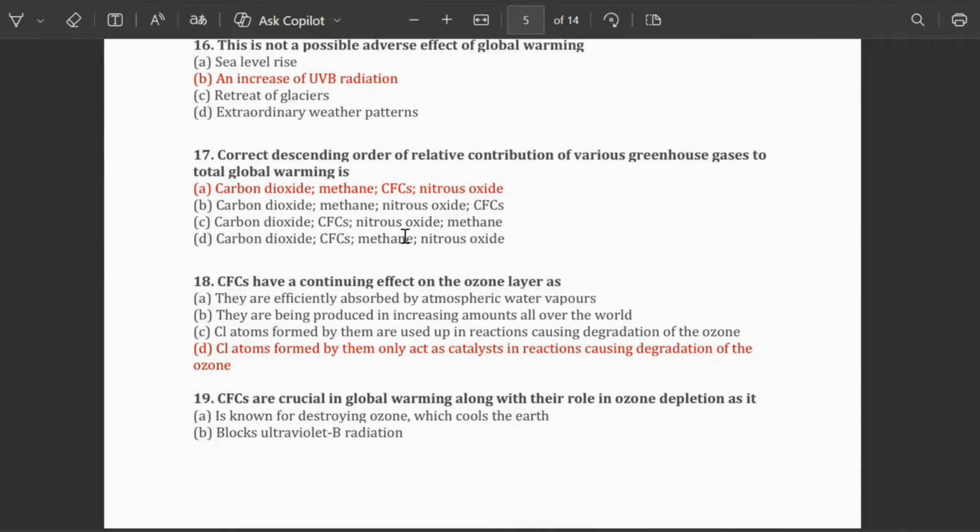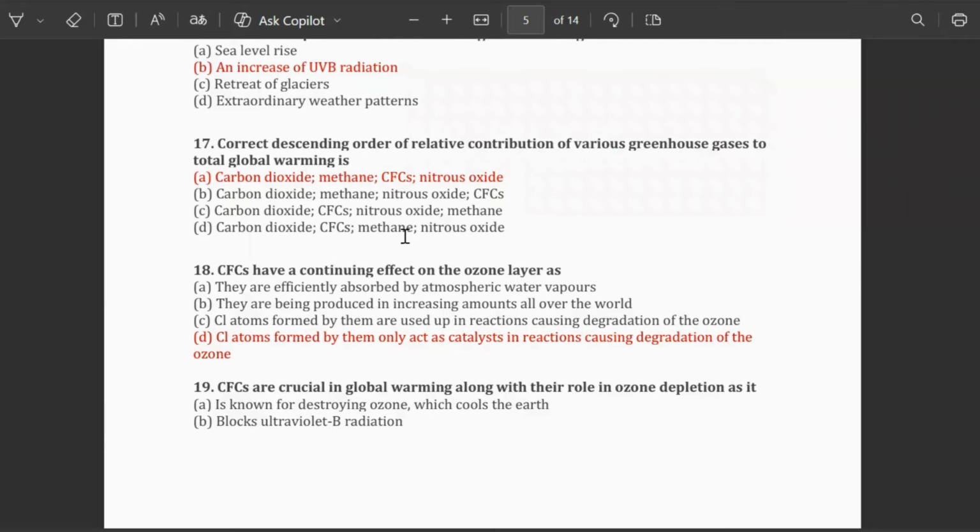What is the correct descending order of relative contribution of various greenhouse gases to total global warming? Carbon dioxide, methane, CFCs, nitrogen oxide. CFCs have a continuing effect on the ozone layer, as chlorine atoms released by them only act as a catalyst in the reaction, causing the degradation of the ozone.